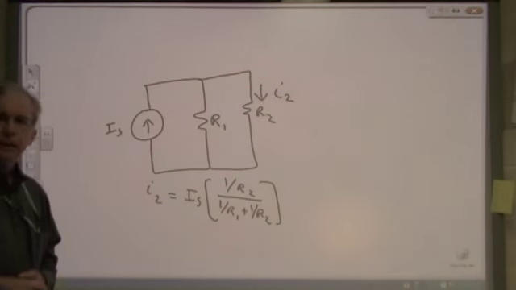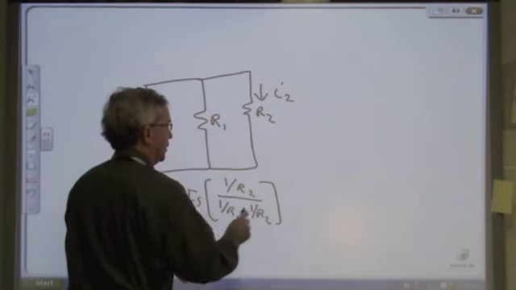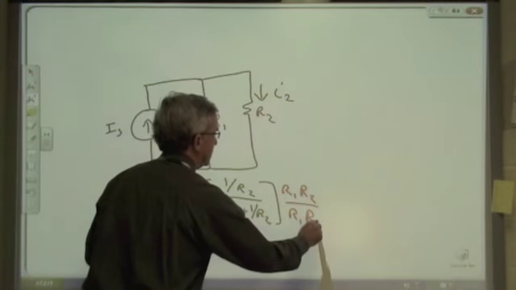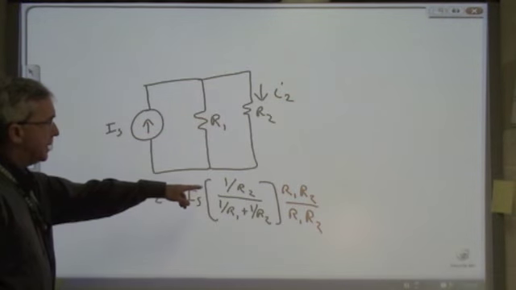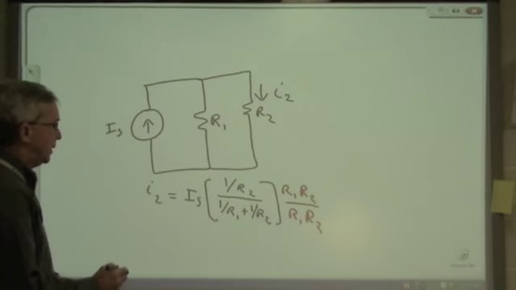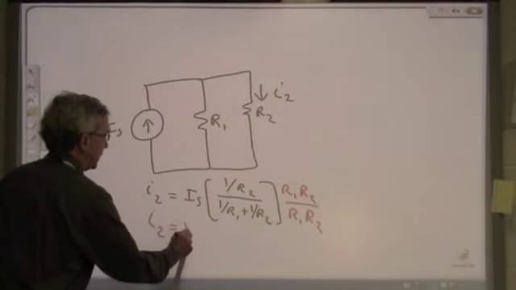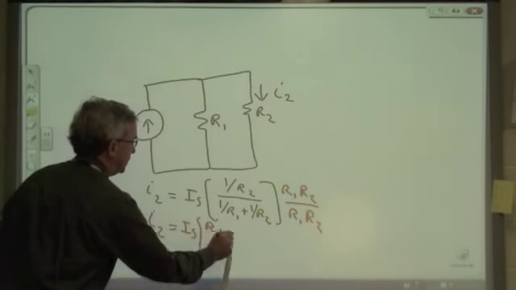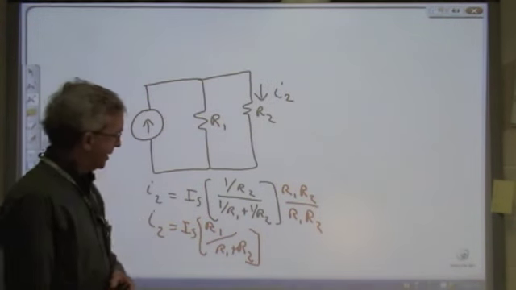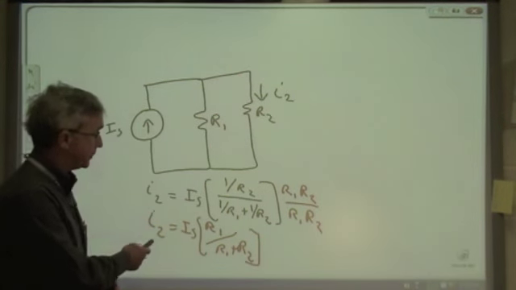Now, frequently people like to write this a little differently. Let's multiply the top and bottom by R1 times R2. In the numerator, we will just have R1, and in the denominator, we will have R1 plus R2. So another way to write this expression is to say that I2 is equal to Is times R1 over R1 plus R2. This expression just allows us to avoid taking the reciprocals, maybe saving a few strokes on the calculator.